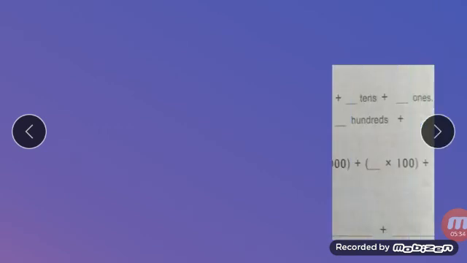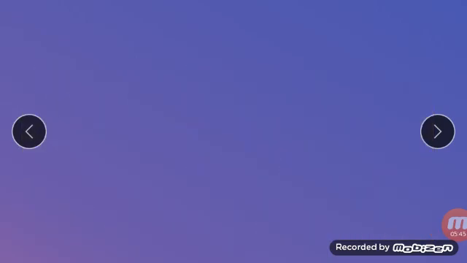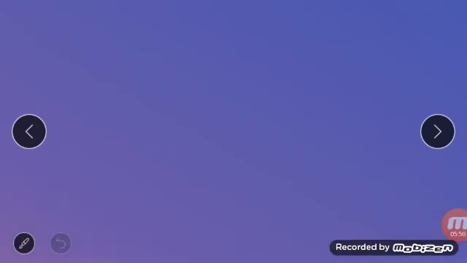Now here I am going to explain to you the fill in the blanks that are given in your book. First question. Here you can see this is the fill in the blanks. Fill in the blanks. Okay. The number is 27315. 27315. How you have to do your work in the copy? First of all, you have to write here 5. The unit name is expanded form.